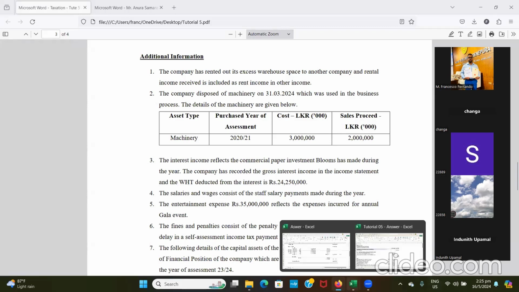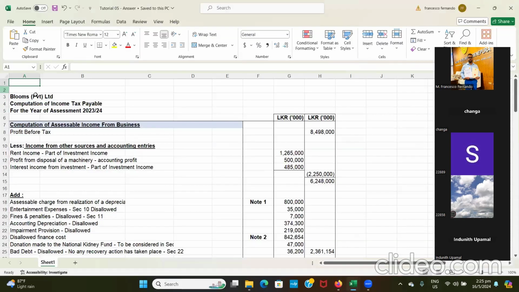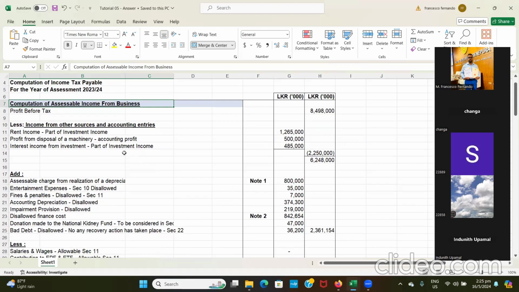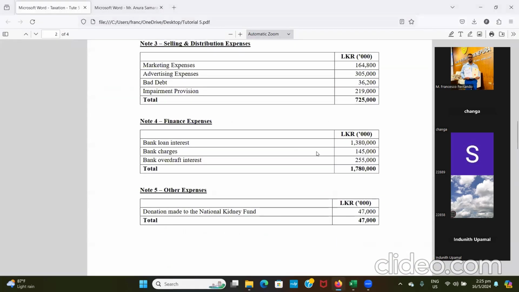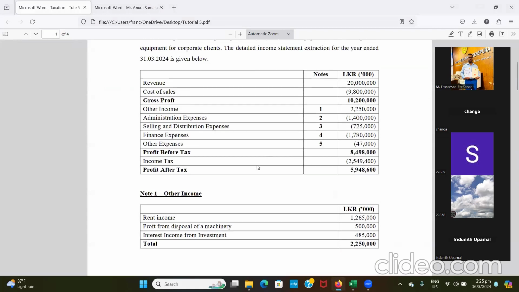Now, first of all, here also we must write the name of the business. We must write the heading and put the years. Please note, you must start with this heading: computation of assessable income from business. And then you must take the profit before tax, PBT. How to take the PBT? It is given in the paper itself. Directly they have given PBT. Here it's there, profit before tax.